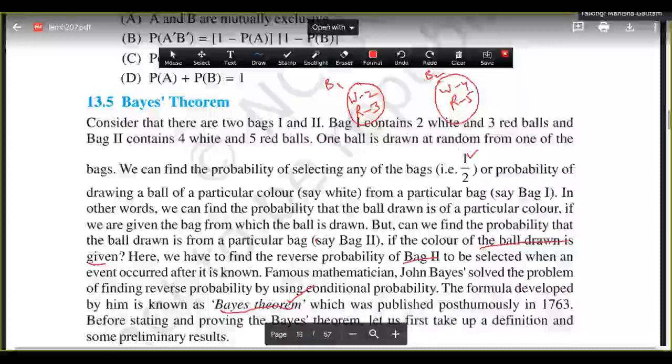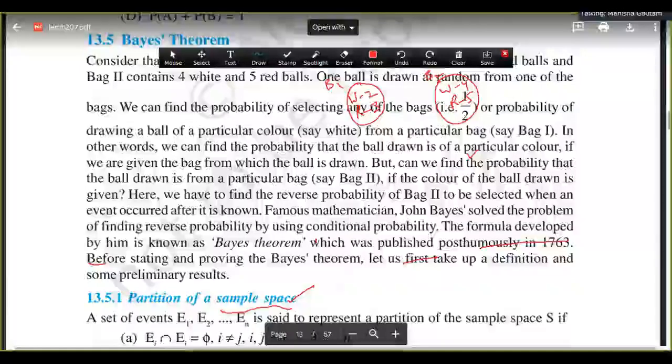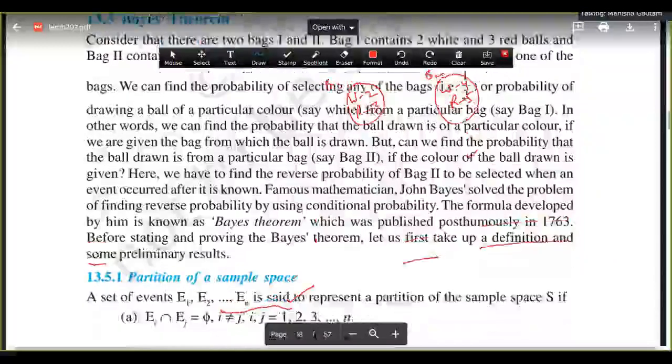The famous mathematician Thomas Bayes solved the problem of finding reverse probability by using conditional probability. The formula developed by him is known as Bayes theorem, which was published in 1763. Before stating and proving the Bayes theorem, let us first take the definition of some preliminary results. Partition of sample space.